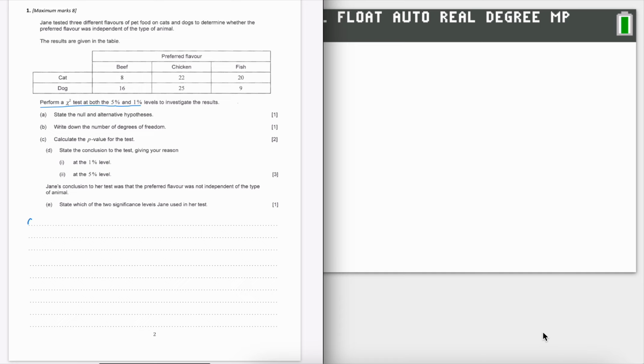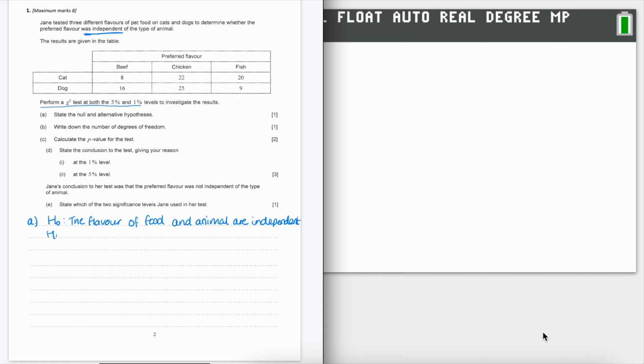So the same as normal, when you're doing any sort of chi-squared test for independence, and we can see it's to test for independence up here, then the null hypothesis, H0, is always that the two items are independent. So in this case, it's the flavor of pet food and animal. So whether it's a dog or a cat are independent. So always independent for H0.